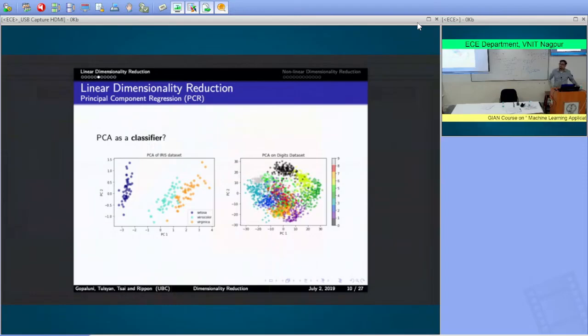You've probably heard of the MNIST data set. It's a very popular data set that has handwritten digits from 0 to 9. So there are 9 classes. You're supposed to separate those 9 digits using a classifier. Now here, we've done PCA on that data set and are hoping to find the 9 digits in separate classes.